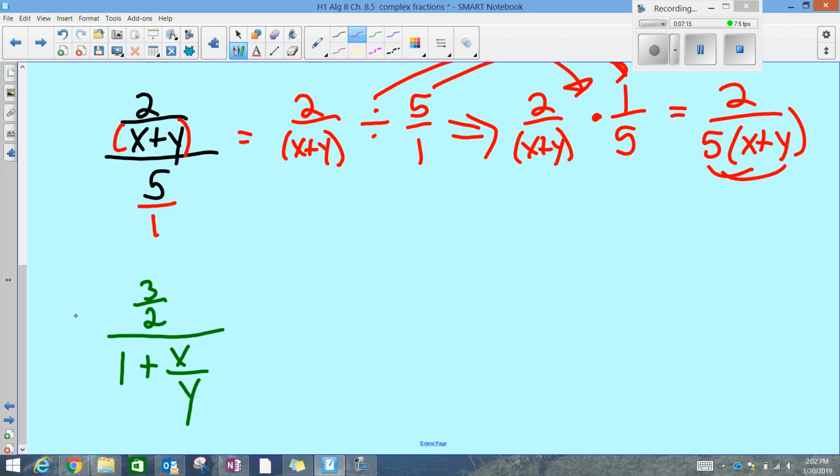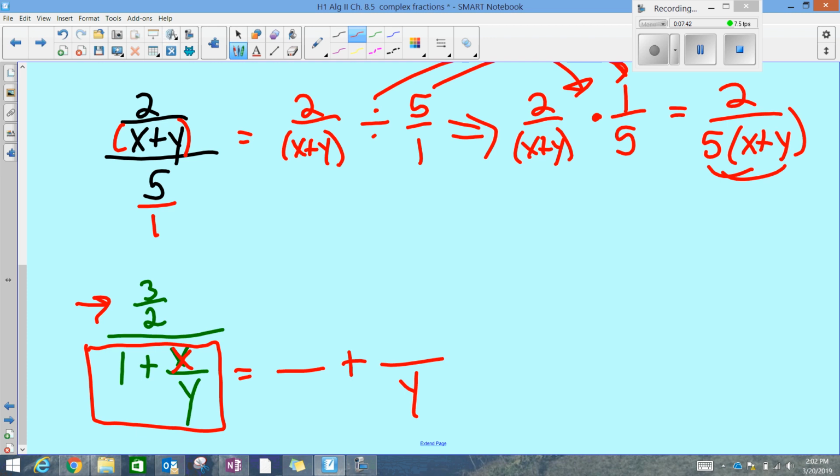If we look at this, 3 over 2 is a good fraction, but 1 plus x over y is not actually a fraction. It's actually an addition problem. So before we can do the division piece of this, we have to make this 1 plus x over y an actual fraction. In order to do that, we need to add these two fractions with a common denominator. Again, if we think about it like this, our common denominator will be y.